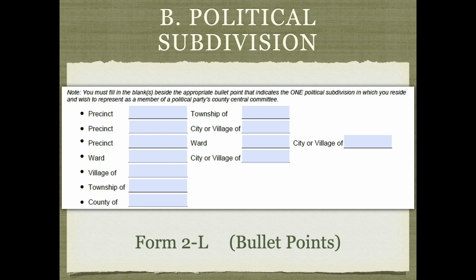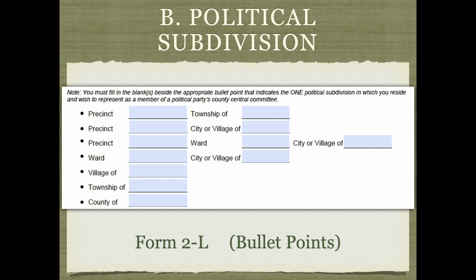Let's walk through the bullet points to correctly identify the political subdivision you wish to represent. You must correctly identify the jurisdiction or political subdivision you wish to represent to the County Central Committee of your political party. In most counties, each voting precinct is represented, but in some counties, usually urban counties, each city ward and each township, each containing multiple precincts, is represented. Here's what the form instructions say. Note: you must fill in the blanks beside the appropriate bullet point that indicates the one political subdivision in which you reside and wish to represent as a member of a political party's county central committee.